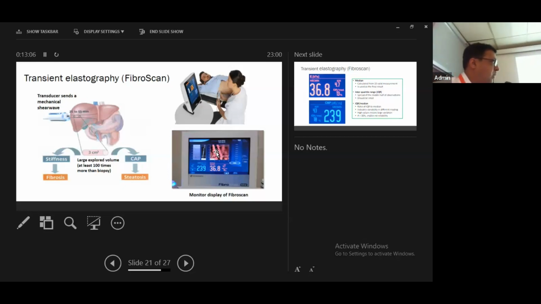The FibroScan value is shown by two things. One is the E value, that is the fibrosis value. This is the fibrosis value. This is the CAP value. Normally, when we see the report of FibroScan, this type of picture comes. So it is important to know how to interpret the FibroScan value. CAP value shows steatosis in the liver. So a CAP value less than 260 is S1, 260 to 290 is S2, and more than 290 is S3.